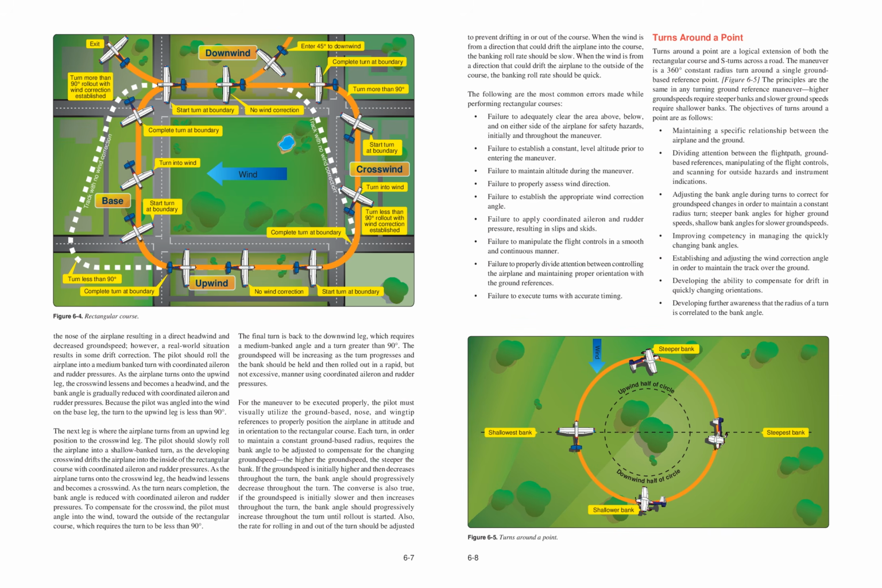Maintaining a specific relationship between the airplane and the ground. Dividing attention between the flight path, ground-based references, manipulating the flight controls, and scanning for outside hazards and instrument indications. Adjusting the bank angle during turns to correct for ground speed changes in order to maintain a constant radius turn: steeper bank angles for higher ground speeds, shallow bank angles for slower ground speeds. Improving competency in managing the quickly changing bank angles.